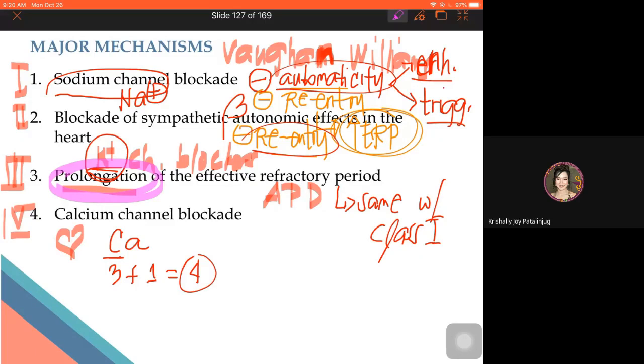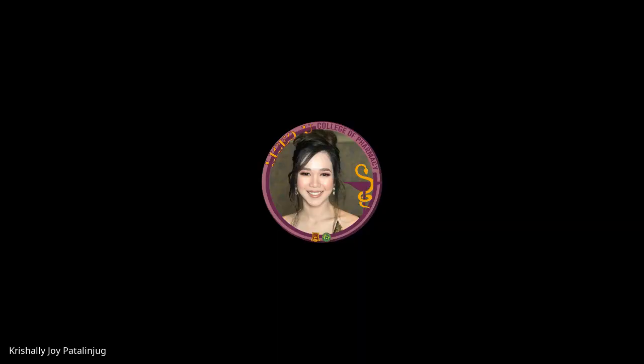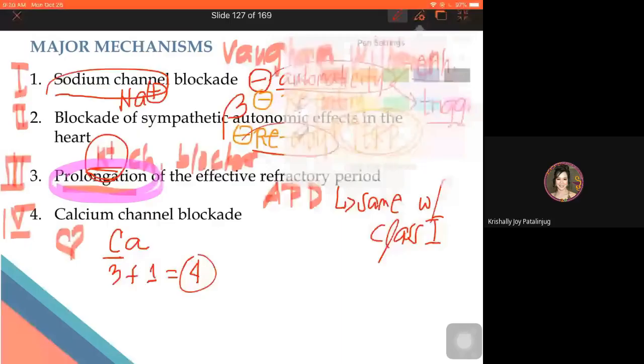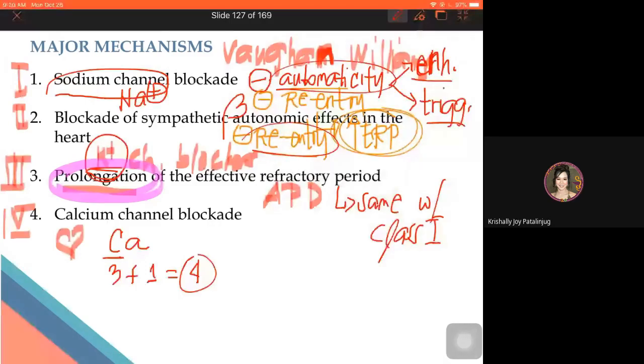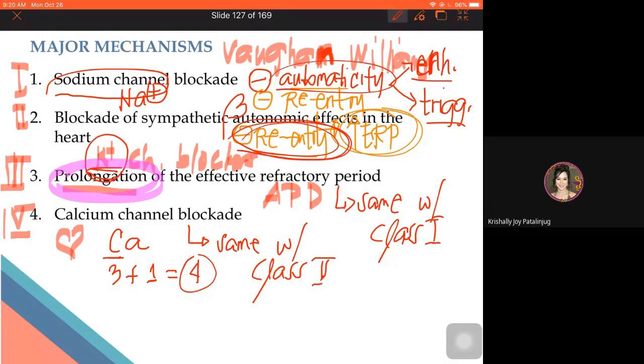And then finally, class 4, the calcium channel blockers. Their properties or actions are the same with class 2 agents. As mentioned earlier, class 2 agents can also prolong the refractory period, but they do not alter automaticity. So again, altering automaticity is absent in the CCBs.